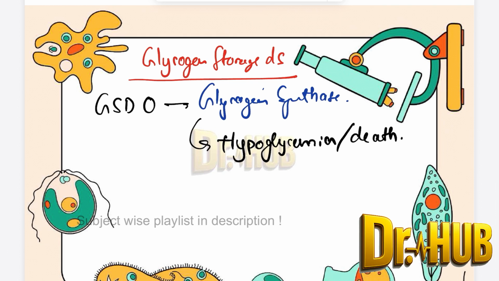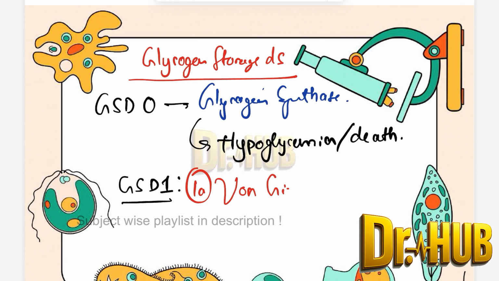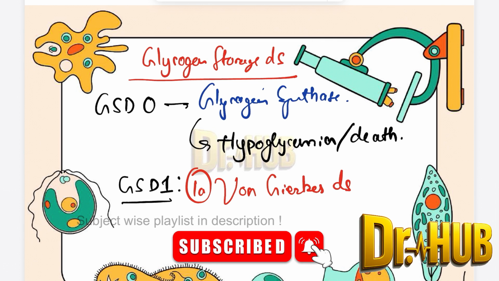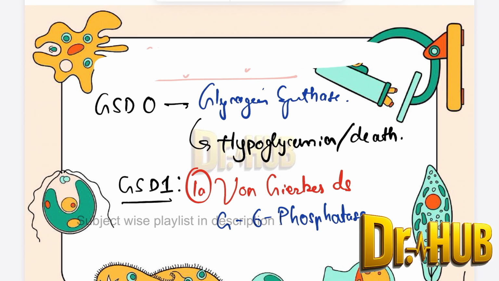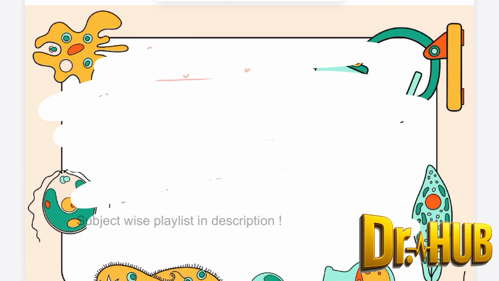Next, we move on to GSD 1. GSD 1 is divided into 1A and 1B. 1A is known as von Gierke's disease. In von Gierke's disease, the enzyme deficiency is of glucose 6 phosphatase. So this was about glycogen storage disease 1A.